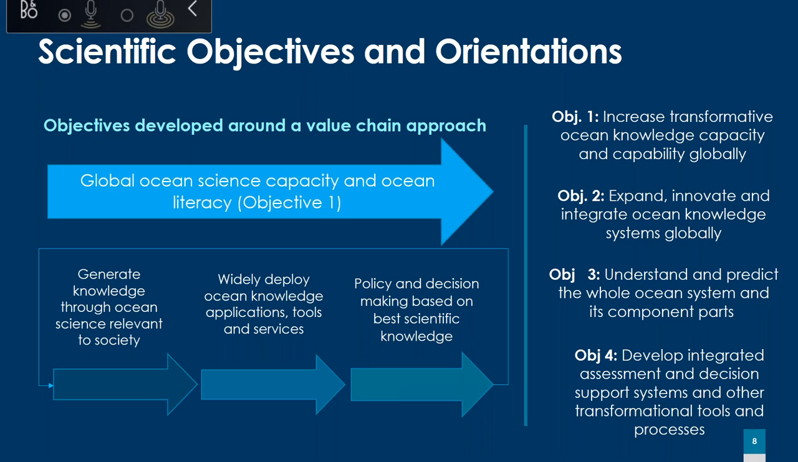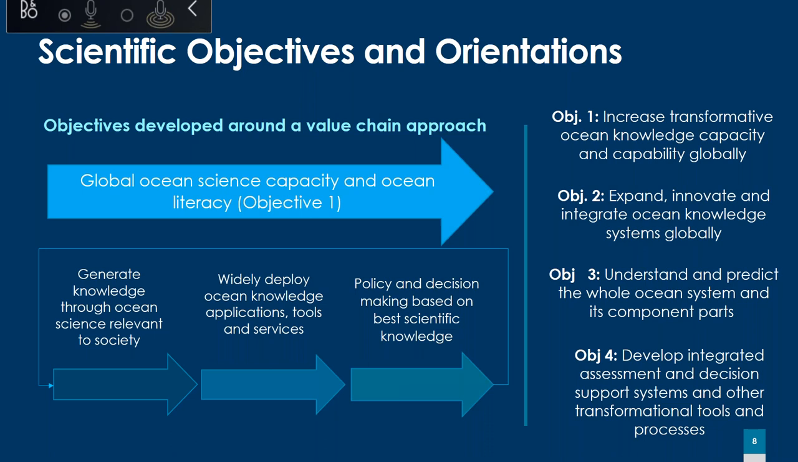So this decadal action framework will guide the design and implementation of the decade. It is based on this set of scientific objectives and strategic orientations to organize us. And the idea is that this structure follows what Vladimir just told us a moment ago, what we call the circular value chain approach. You see on this slide, I'll go into more detail in a bit, this first arrow that talks about the global ocean science capacity and capability and literacy. So it's really building up all the capabilities around the globe so that we can better understand, tackle, and suggest actions in this human ocean interface.